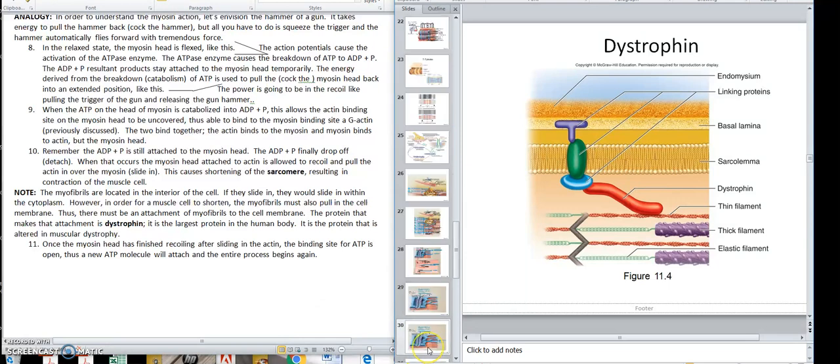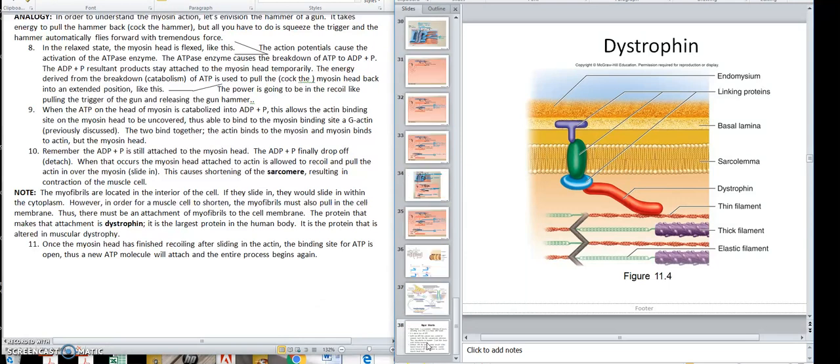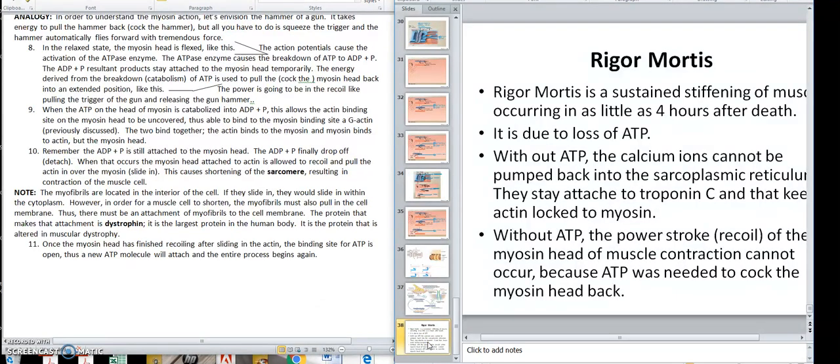Now, the last thing is to look at this. Rigor mortis. Rigor mortis occurs when you don't have ATP. You can read this. When you don't have ATP, you can't suck the calcium back. If you can't suck the calcium back, it stays attached. So I'm going to close here.